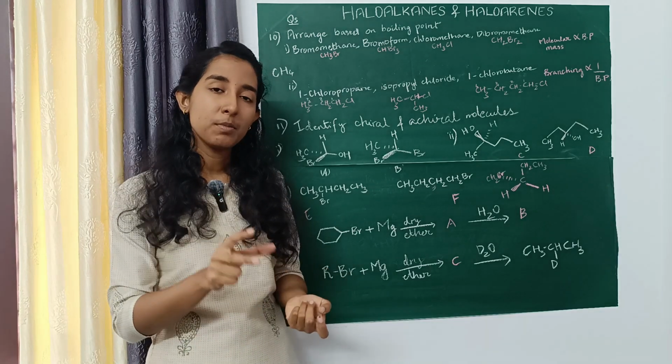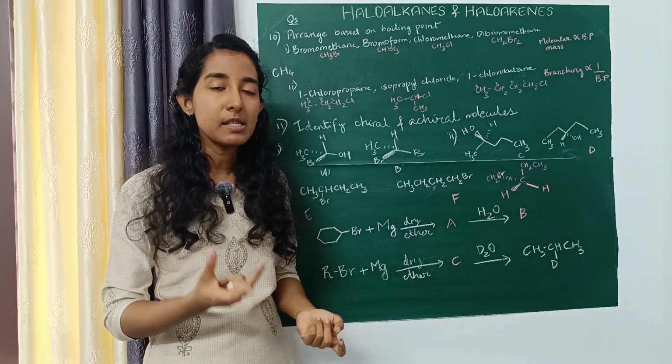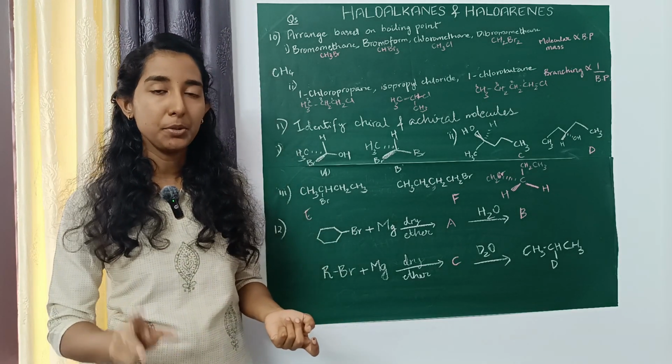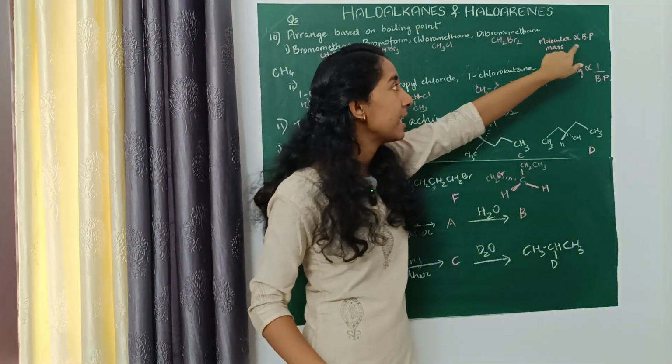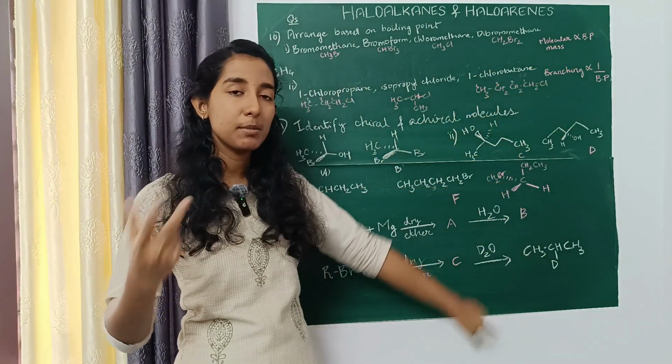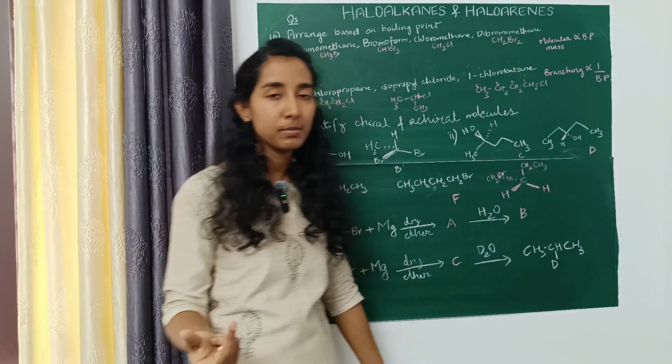Basically, if a molecule has higher molecular mass, it will have a higher boiling point. Higher molecular mass, higher boiling point, you can write it. It is directly proportional. So if a molecule has higher molecular mass, it will have a higher boiling point.